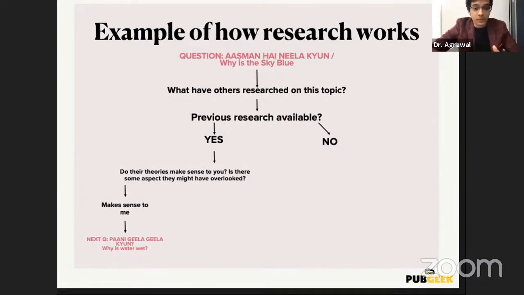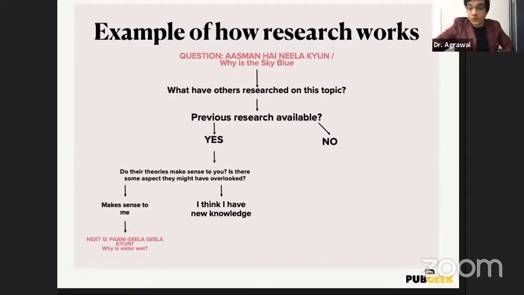So then you move on to the next question, saying, why is the water wet, or pani gila gila kyun, right? So this is the general way research essentially works. If there is enough research available and you don't have new ideas on that particular topic, it's better to move on to the next research question instead of working on it for maybe a year or 2 years and realizing that there's enough data already available and I'm not adding anything new to this particular field.